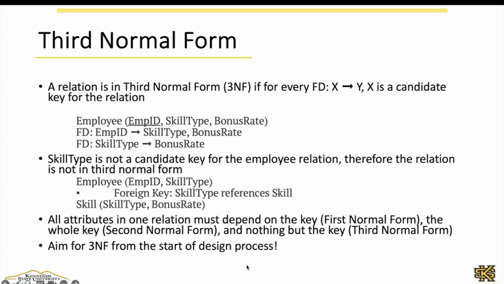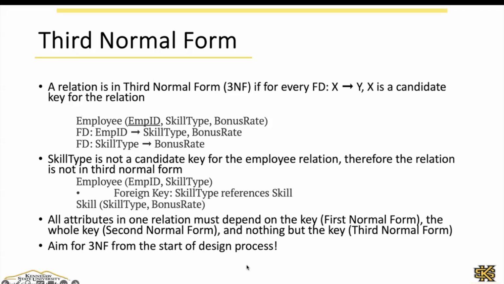So you should always aim for the third normal form from the start of the designing process. If your table is in the third normal form, you can assume that it is already in the second and the first normal form as well. So here is an easy way to summarize the first, second, and third normal form in one sentence. All attributes in a relation must depend on the key.